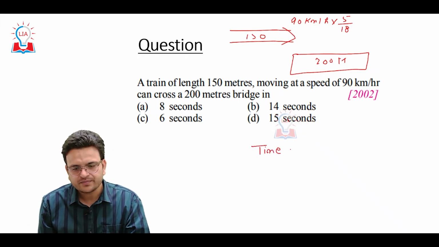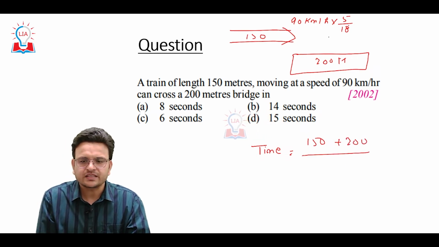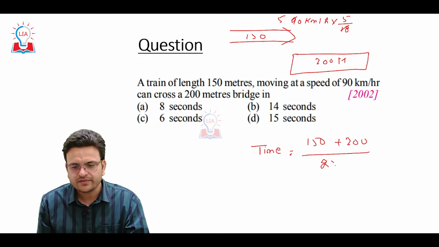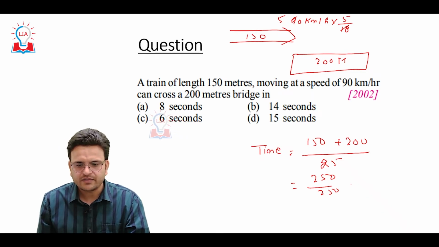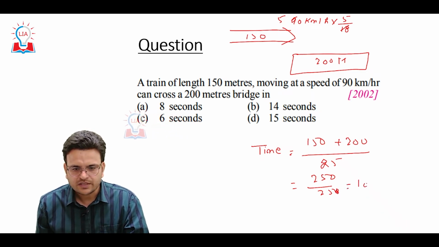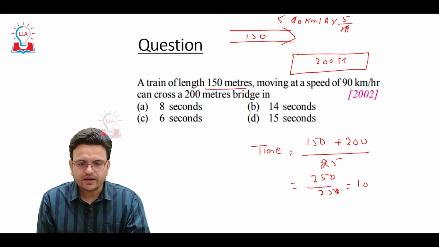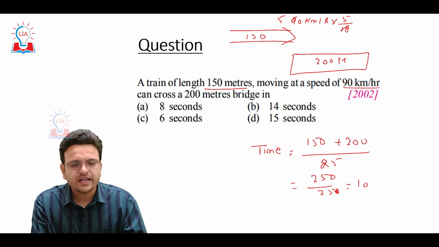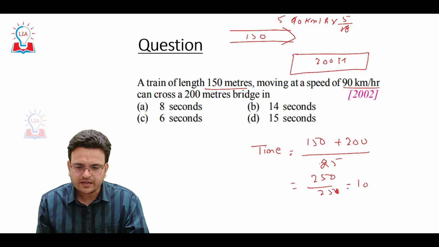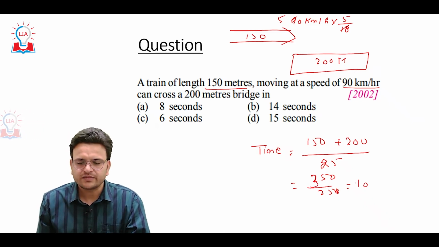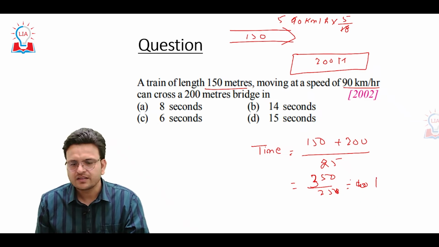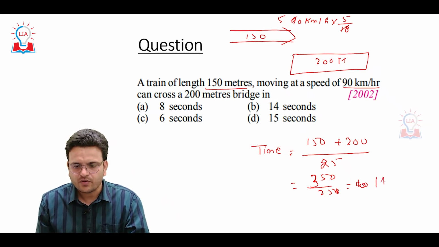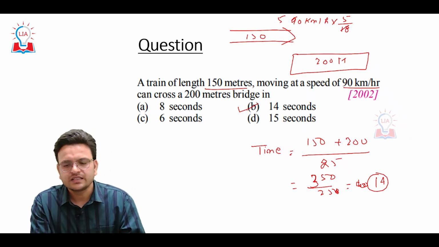Then time will be length of train plus length of bridge upon speed, 90 times 5 upon 18 is 25. It becomes 250 upon 25. Wait, a train of length 150 meter moving at a speed of 90 km per hour can cross a 200 meter bridge. So it becomes 350, not 250. It becomes 350 upon 25, then it will take 14 seconds. So hope you are able to understand this particular question.